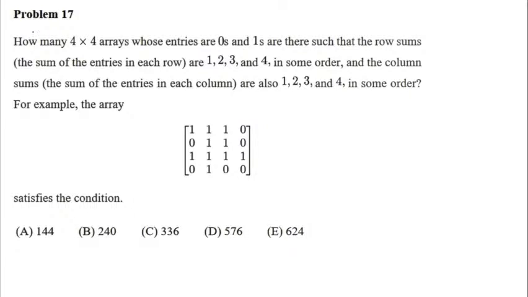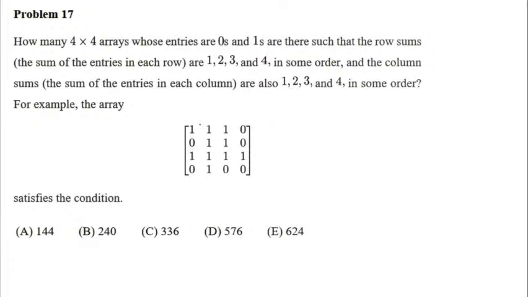AMC 12B 2022, problem number 17. How many 4 by 4 arrays whose entries are zeros and ones are there such that the row sums, the sum of the entries in each row, are 1, 2, 3, and 4 in some order, and the column sums, the sum of the entries in each column, are also 1, 2, 3, and 4 in some order.